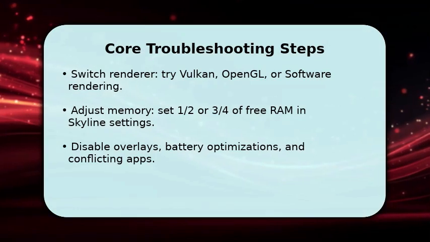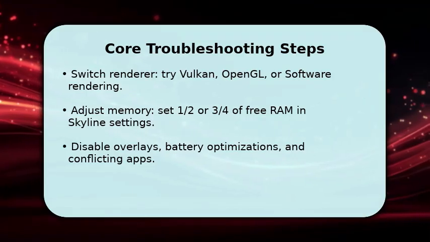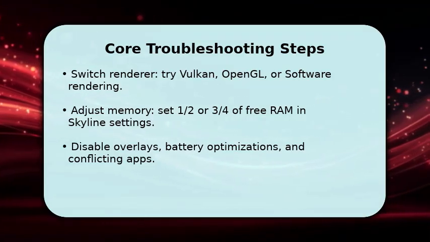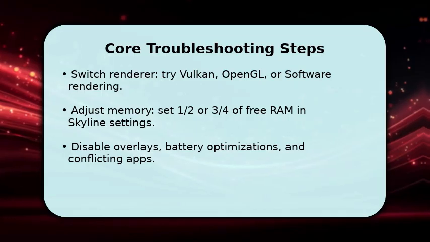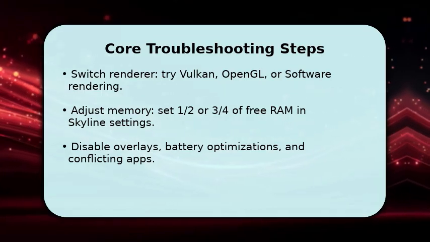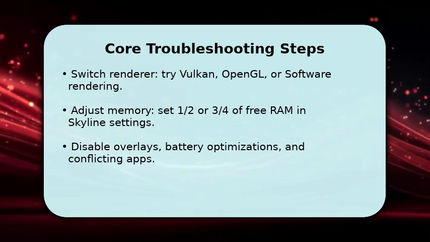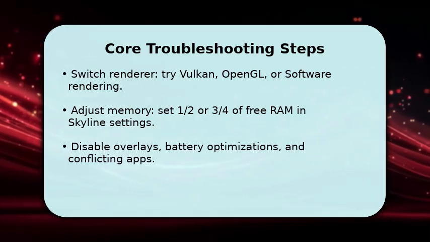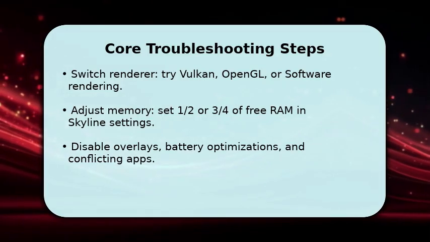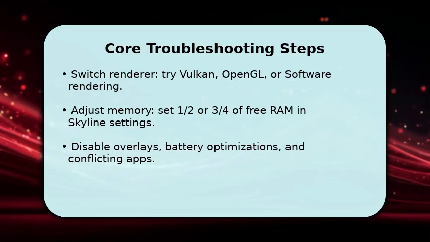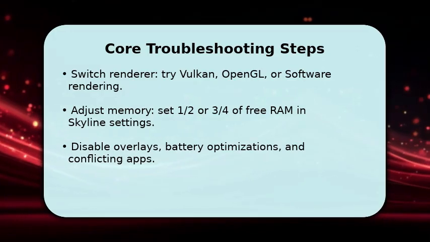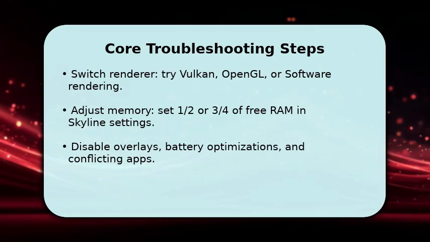Now focus on rendering and resource management. Change Skyline's renderer, test Vulkan first, then OpenGL or software if Vulkan crashes. Make sure you adjust the emulator's memory allocation to about 1/2 to 3/4 of free RAM so it doesn't trigger OOM kills. Also disable any screen overlays, game boosters, or battery optimization for Skyline because these interfere with process priority.